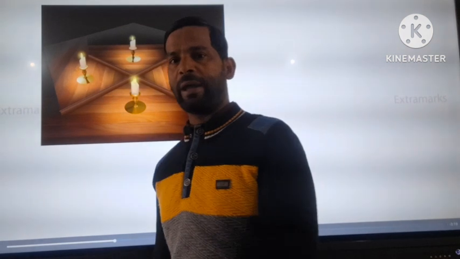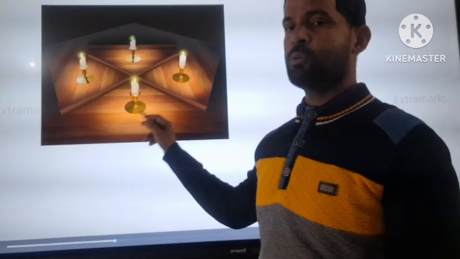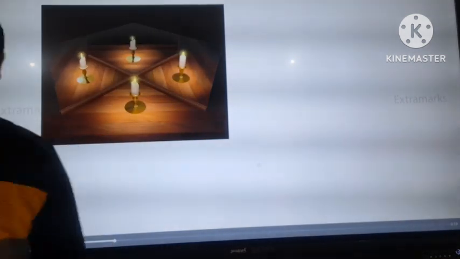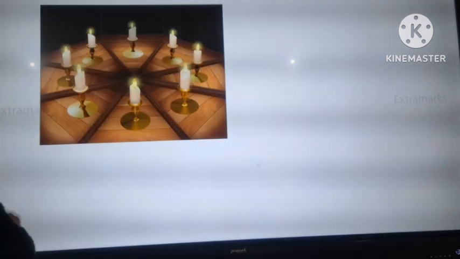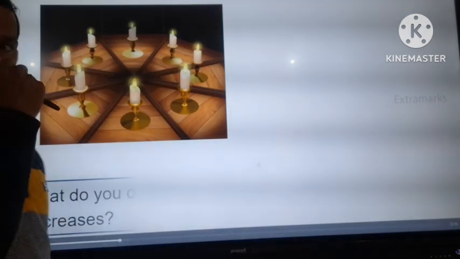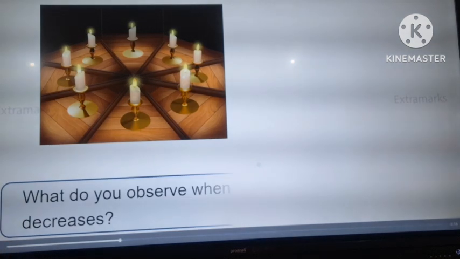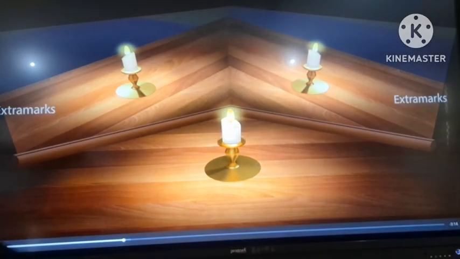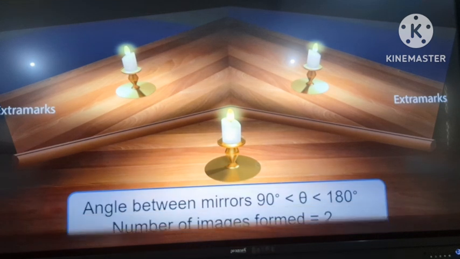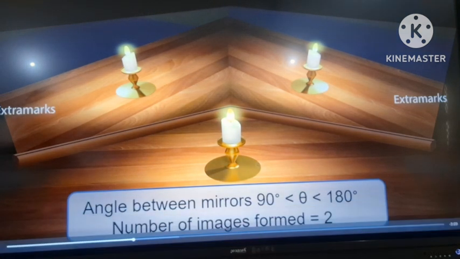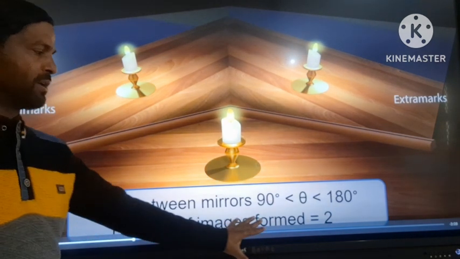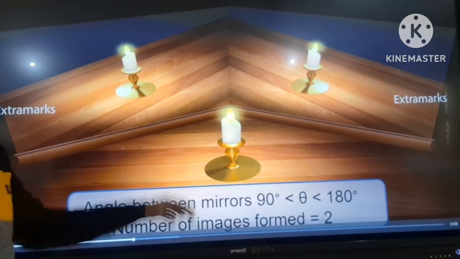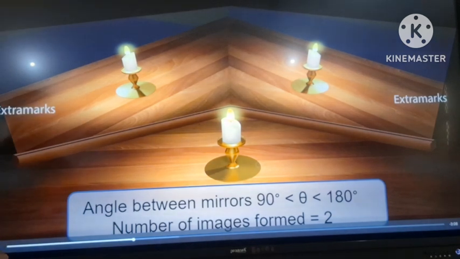The angle between them may be different, or reduced. By reducing the angle, you can find so many images. So we can say multiple images may be obtained by reducing the angle. What do you observe when the angle changes? The angle between the mirrors is 90 degrees. The number of images formed is 2. Two images will form like this if the angle changes.